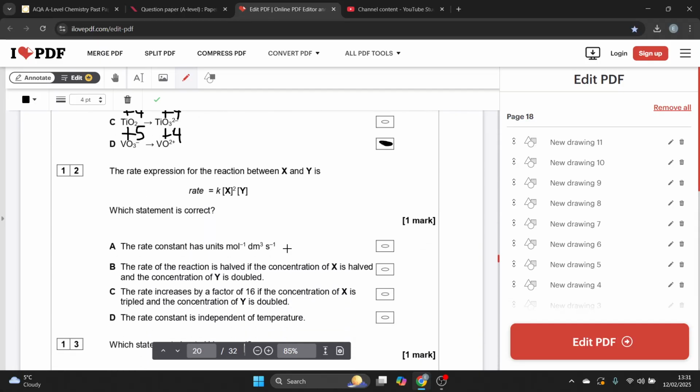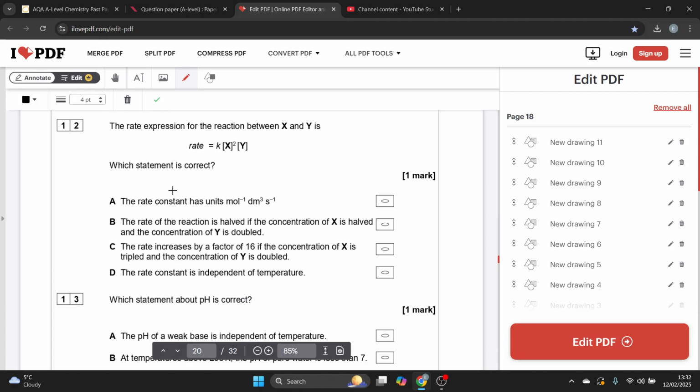Question 12, the rate expression for the reaction between X and Y is this. Which term is correct? The rate constant has units there, I'll check that in a bit. The rate of reaction is halved if the concentration of X is halved and the concentration of Y is doubled. Well, if the concentration of X is halved, a half squared, times the concentration of Y doubled, times 2, the reaction is halved. Yes, so therefore the answer must be B.